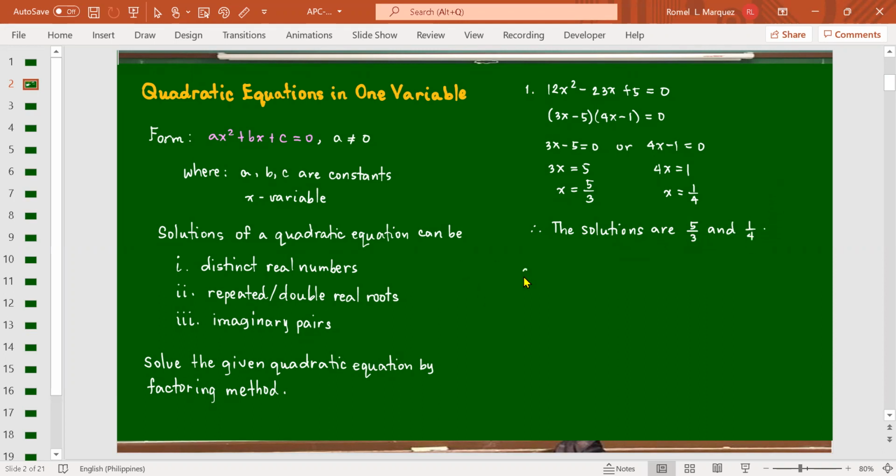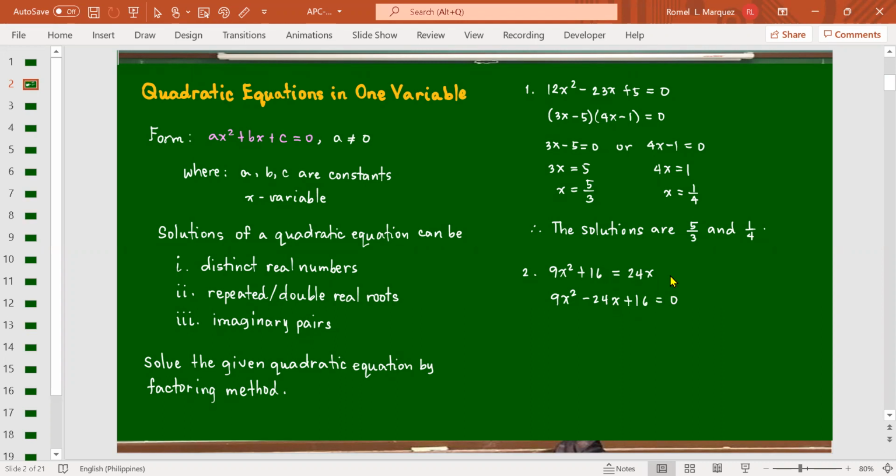So let us have number 2. We have 9x squared plus 16 equals 24x. What about this? So first, let's write this in standard form. 9x squared minus 24x plus 16. Okay?